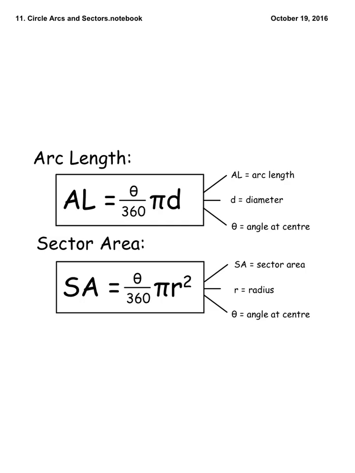Here we have the arc length and sector area formulae. As you can see, these formulae are identical to the previous two formulae I showed you, except for the fact that they have theta over 360 in front of them. Theta stands for the angle at the center of the sector that you are looking at.